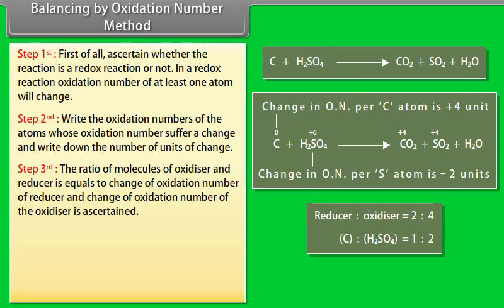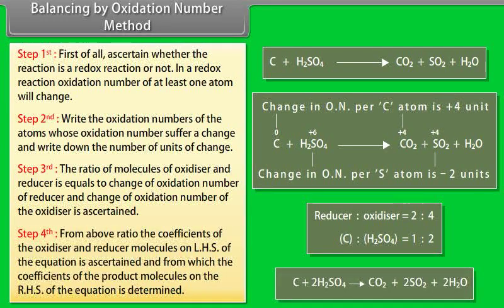Step third. The ratio of molecules of oxidizer and reducer is equal to the change of oxidation number of the reducer and the change of oxidation number of the oxidizer. If the ratio is not a simple one, make it simple. Step fourth. From the above ratio, the coefficient of the oxidizer and reducer molecules on the LHS of the equation is ascertained, and from it the coefficient of the product molecules on the RHS of the equation is determined.